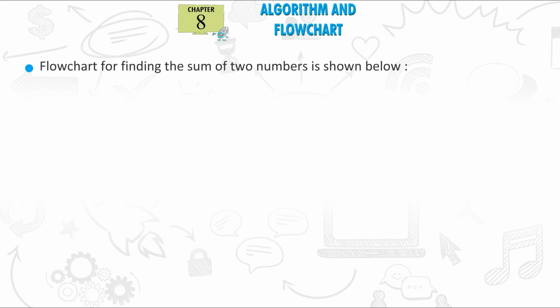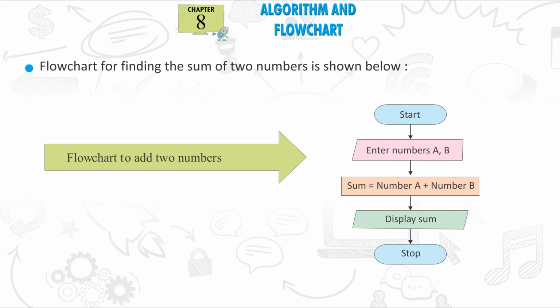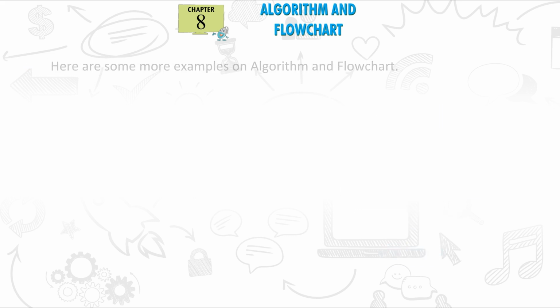Flowchart for finding the sum of two numbers is shown below. Start. Enter numbers A, B. Sum is equal to number A plus number B. Display sum. Stop. Flowchart to add two numbers.